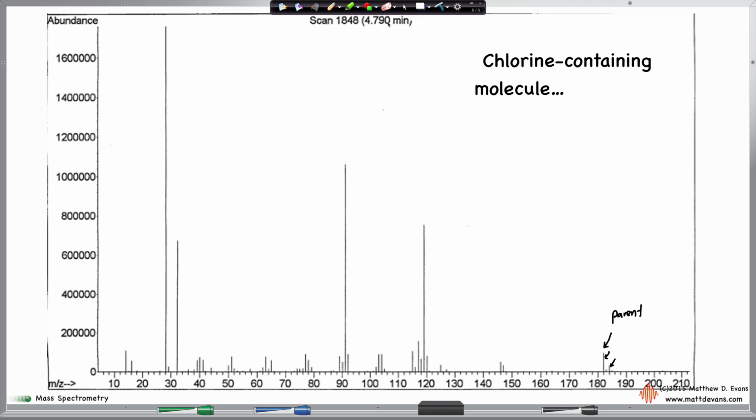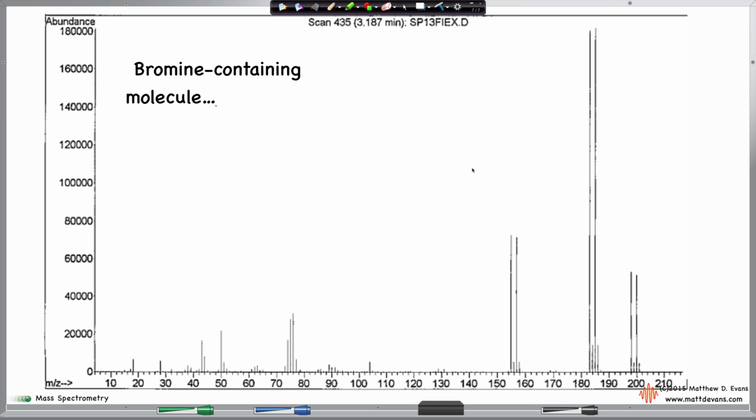Let's now look at something else. I think we have a bromine-containing molecule next, and that's exactly what this is. So here's a bromine-containing molecule. Again, this was run on our mass spectrometer. Here's the parent peak. Again, I'm going to mark this.